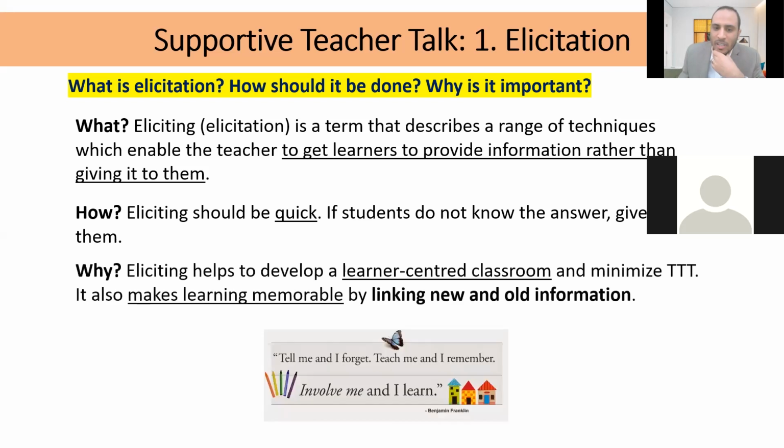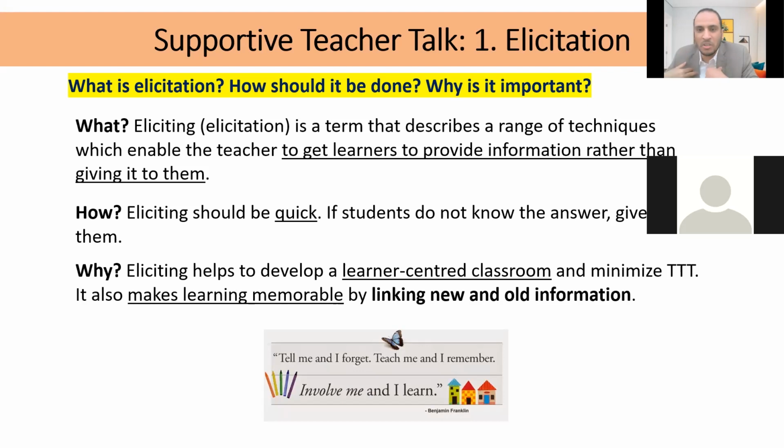And this, as we said, will help make the classroom learner-centered rather than teacher-centered, and will make learning memorable. And this is the thing that I like. They say it's a Chinese proverb. Tell me, and I forget. That's why they say telling is killing. The more you tell your students, the more you're killing their creativity. So telling is killing. Remember this.